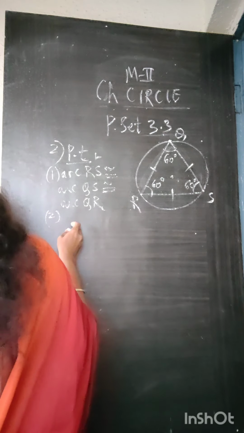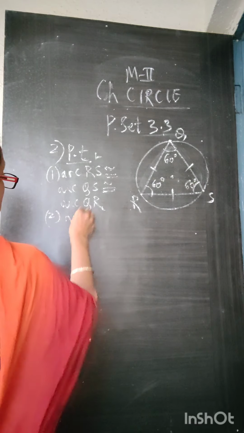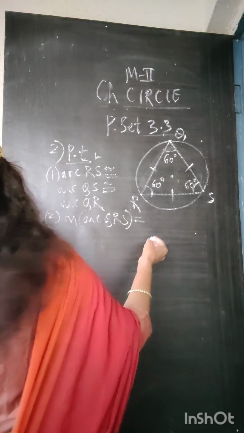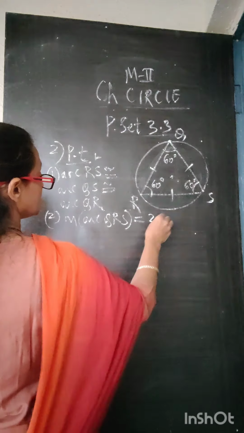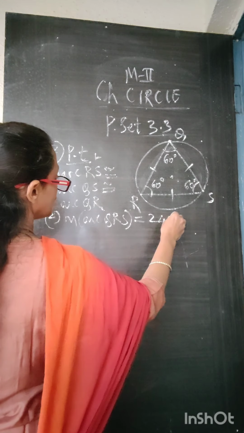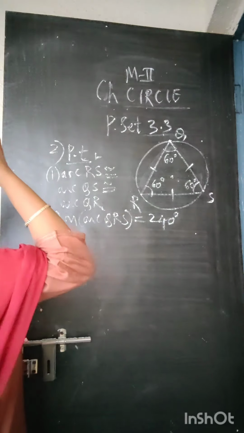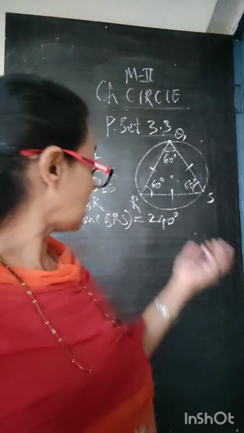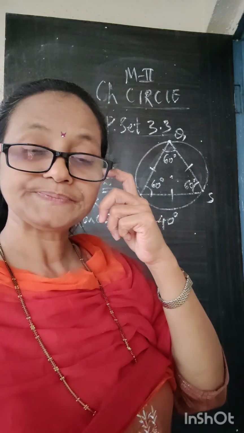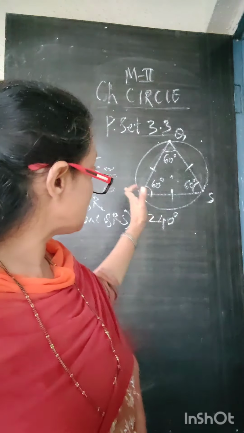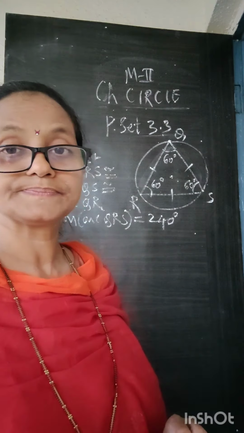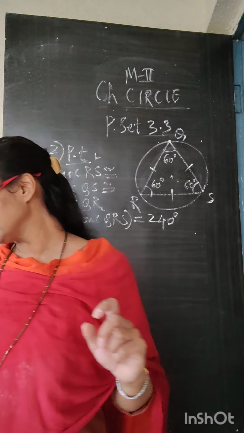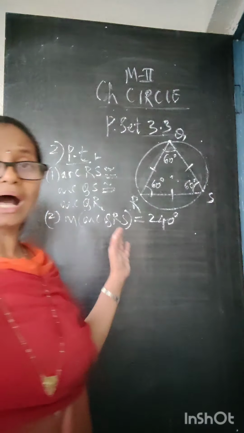Now the second part. What do we have to prove? The measure of arc QRS is equal to 240 degrees. Just now we have proved these arcs are congruent. So we have to add the arcs. What will be the measurement of the corresponding arcs? We know the arcs are congruent.